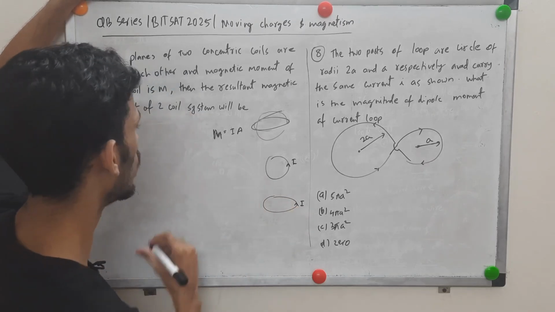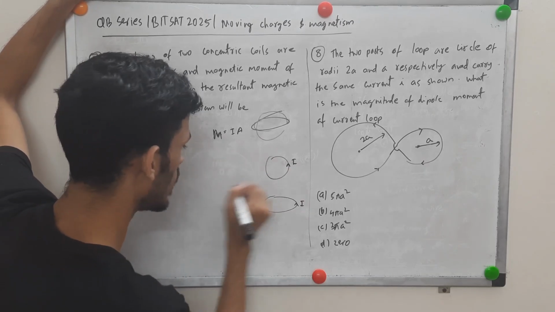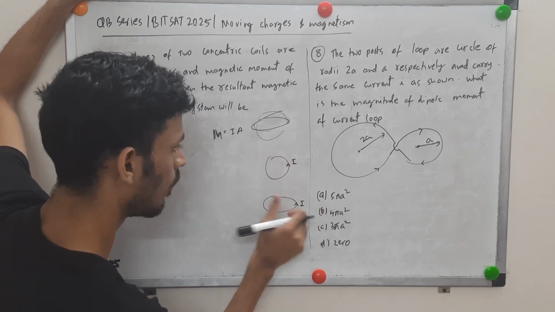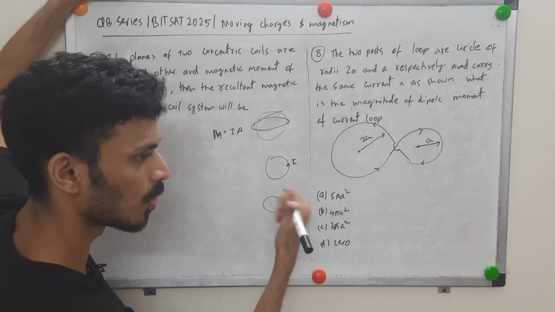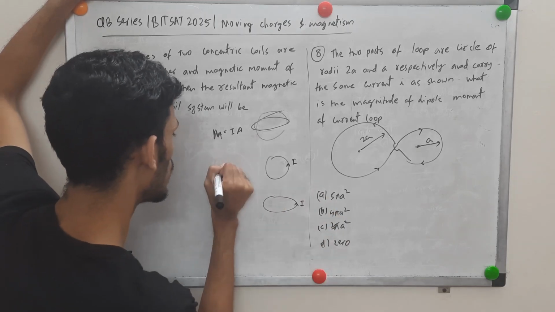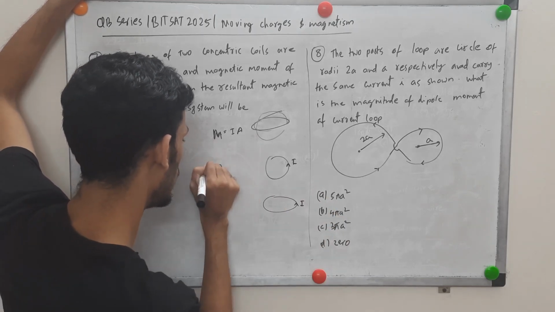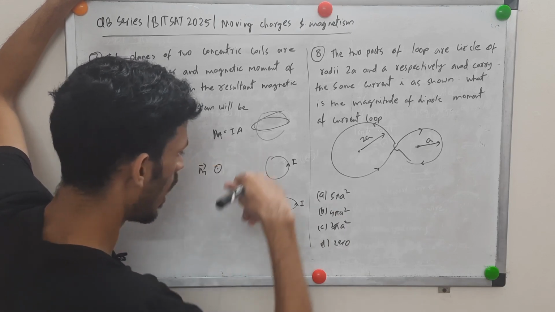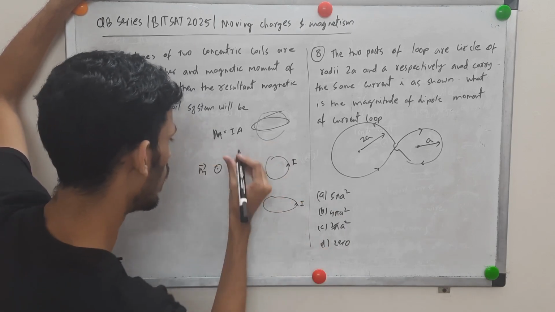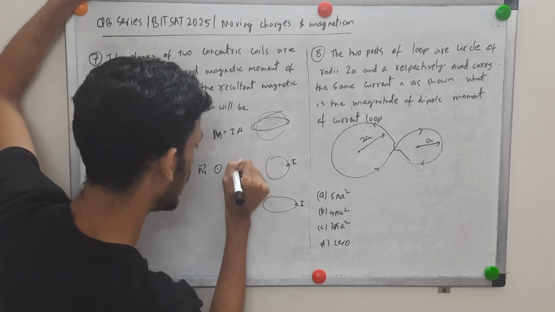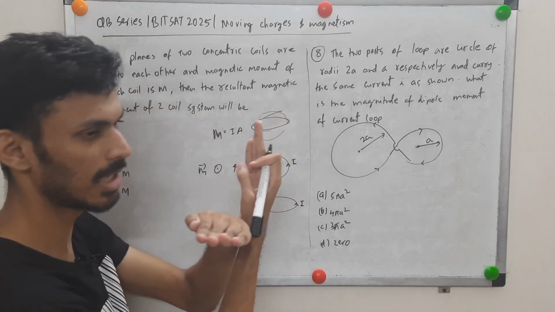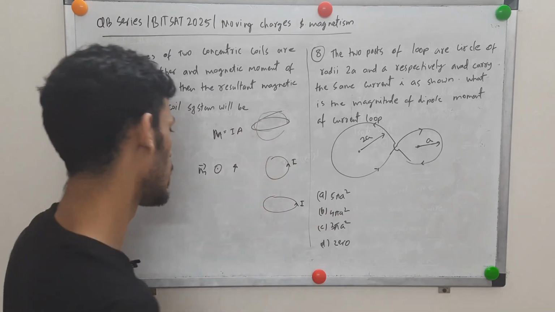Actually we don't need that formula. We can simply say this one is m, so it is in the upward direction, and this one is m, so it is in the outward direction. So one m is in this direction coming towards you, and one is in the upward direction. So they are basically perpendicular to each other, right? One is upward, one is like this. So they are perpendicular to each other.